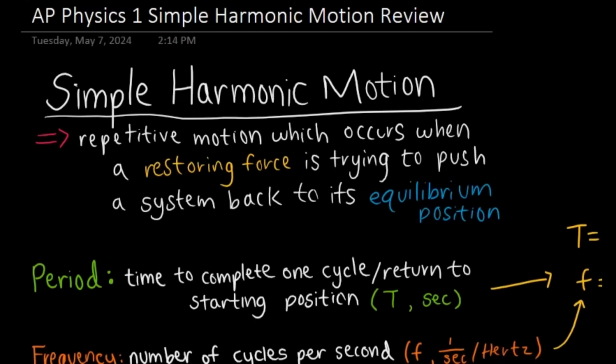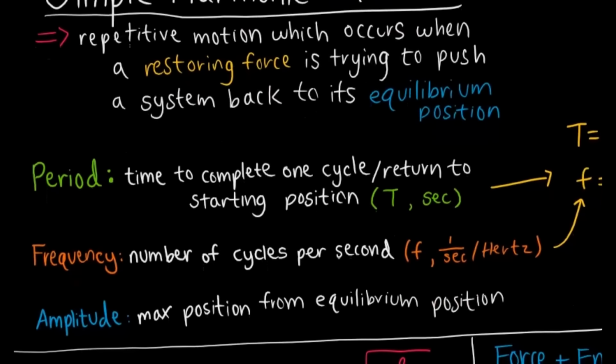So simple harmonic motion. So what exactly is it? It's whenever you have a repetitive motion, and it's going to occur because of a restoring force, which is always trying to push the system back to its equilibrium position. So in these examples, you'll see conservation of energy, negligible friction, and stuff like that.